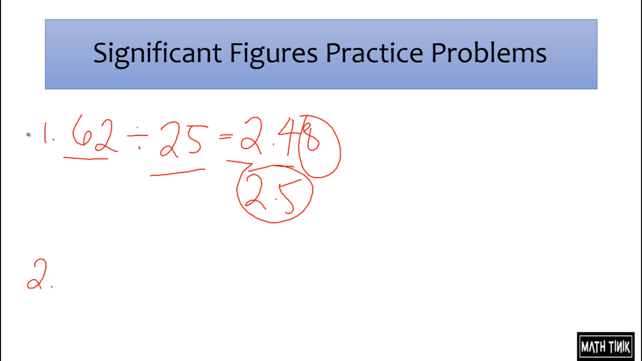So, let's have example number 2. Let's have 11 times 23. Now, our calculator will give us 253. Again, we have two significant figures in this side. We also have two significant figures for this side. And therefore, we need to have a final answer na may two significant figures.